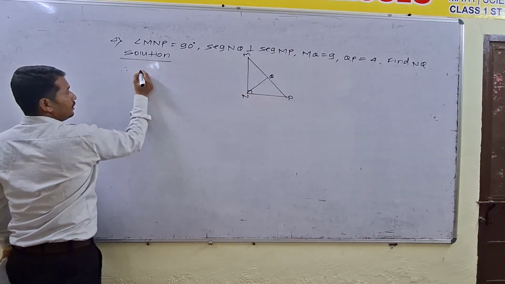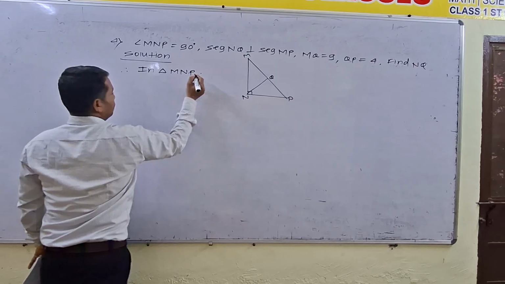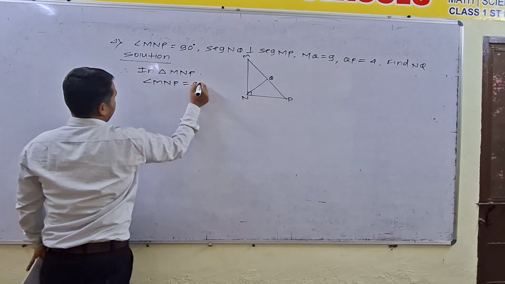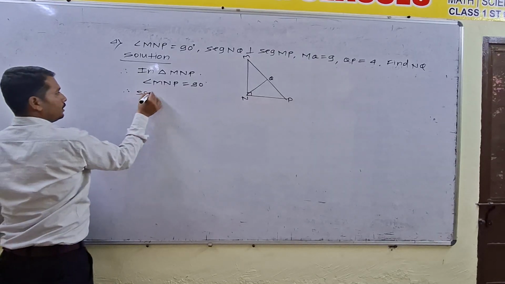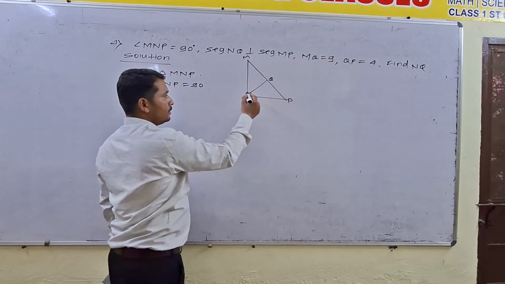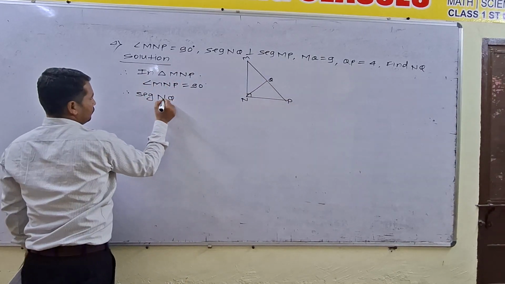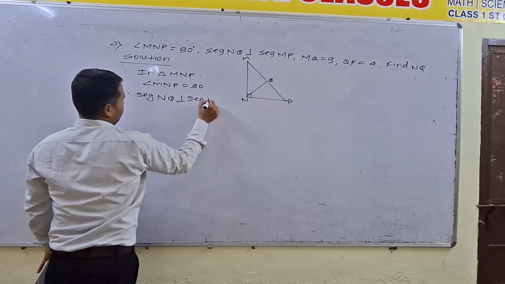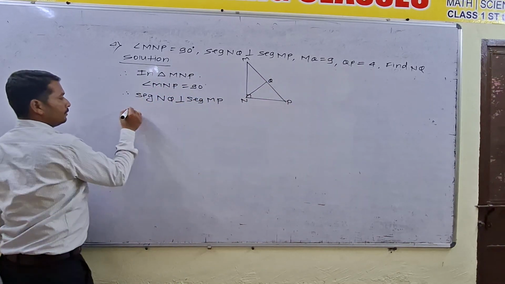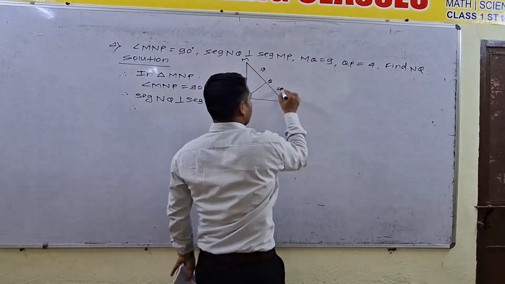We know that in triangle MNP, angle MNP is equal to 90 degrees. We write down again, segment NQ is perpendicular to segment MP. Ready? NQ is perpendicular to MP. What is given? MQ is 9 and QP is 4.